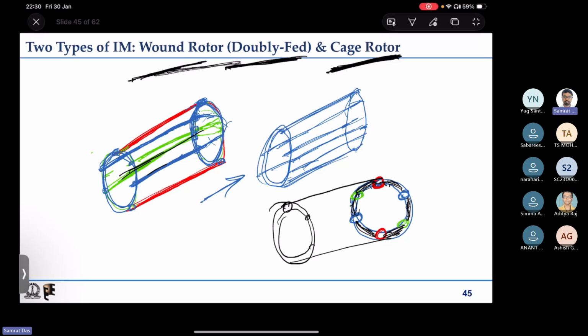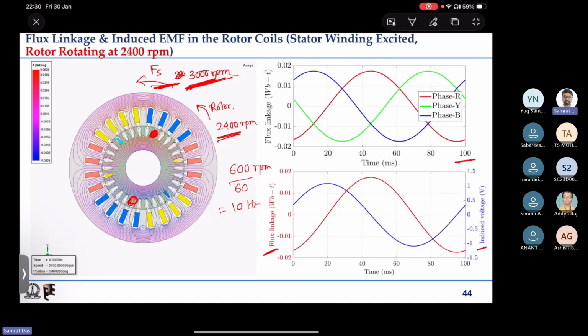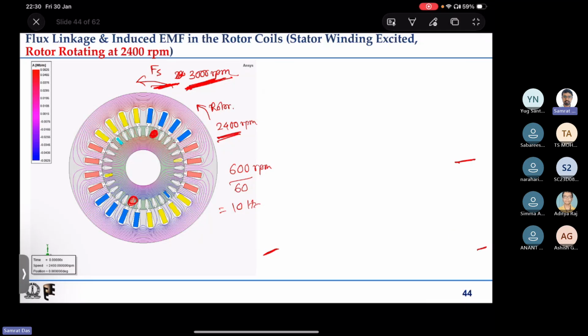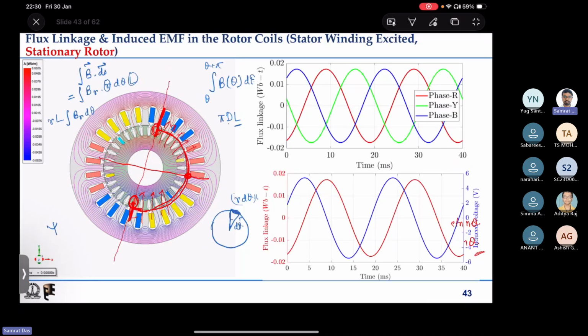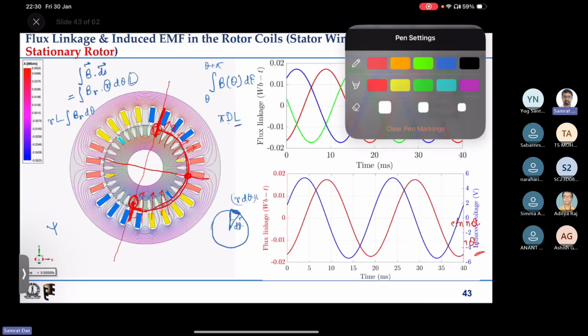Yeah, which slide, sir? Yeah, one slide back. Okay, yeah, 44. Here, why is the induced EMF less in amplitude compared to the previous slide? Okay, that is an interesting point I missed mentioning.